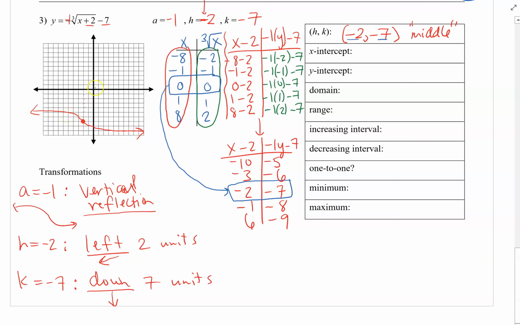So negative 10, negative 5 would be like right here. Negative 3, negative 6. Wow, that's pretty good. Negative 2, negative 7, of course we did already. And then negative 1, negative 8 right there. And 6, negative 9. 1, 2, 3, 4, 5, 6. 1, 2, 3, 4, 5, 6, 7, 8. Wow, okay. That's pretty eerie how close my sketch was there.